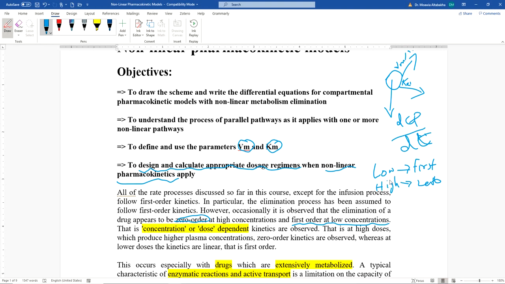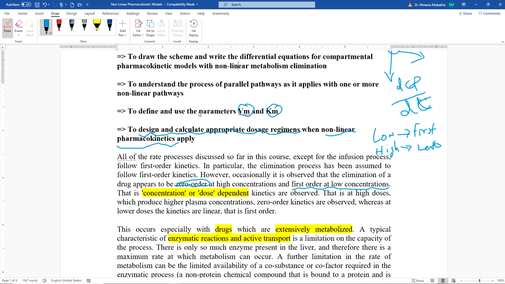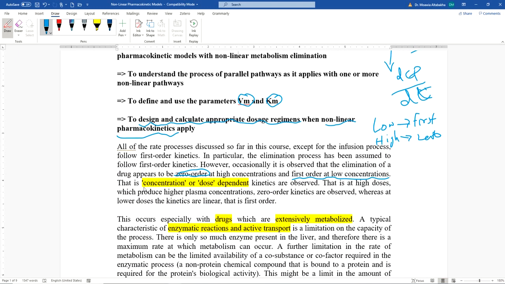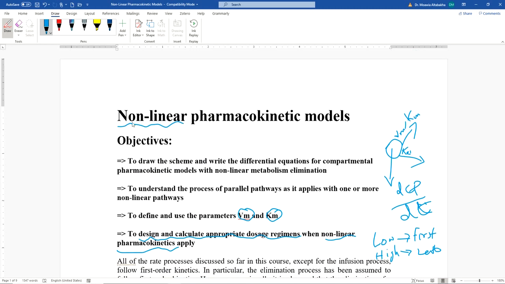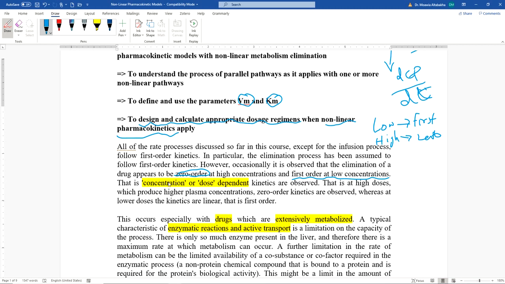Because it depends on the dose I'm giving or the concentration, this specific non-linear pharmacokinetic that we will talk about is referred to as concentration or dose-dependent kinetics. So we are not talking about all types of non-linear pharmacokinetics. We will talk about a specific case where the kinetics depend on the dose that I'm giving or the concentration that results. Okay?